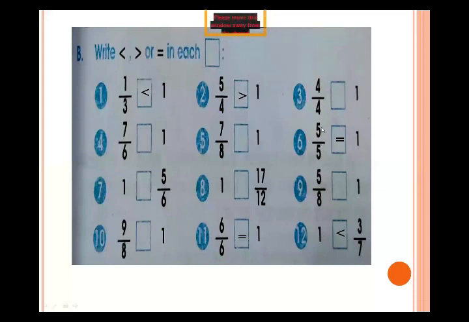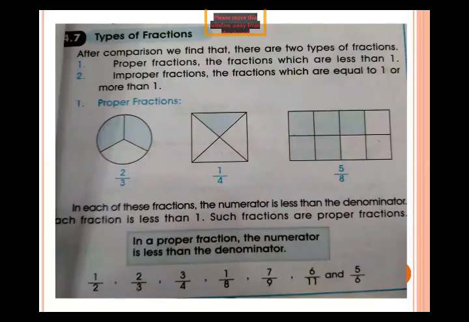Move to the next example, 5 upon 5. Total parts are 5 and 5 are shaded. It means the whole shape is shaded, so 5 upon 5 is equal to 1. Now, after the comparison of fractions, we learn how many types of fractions there are.